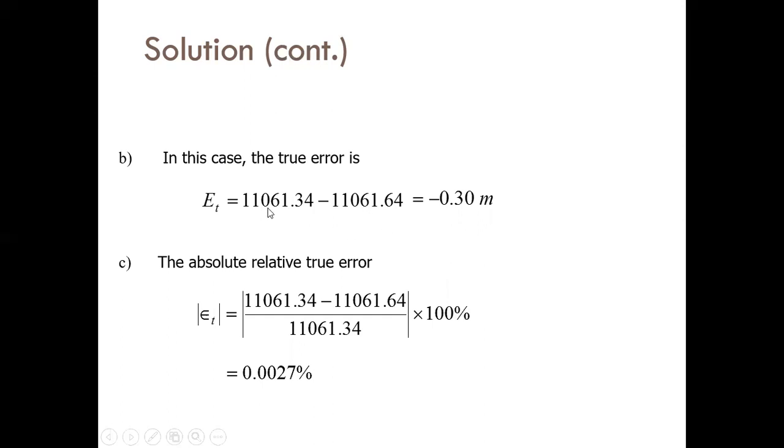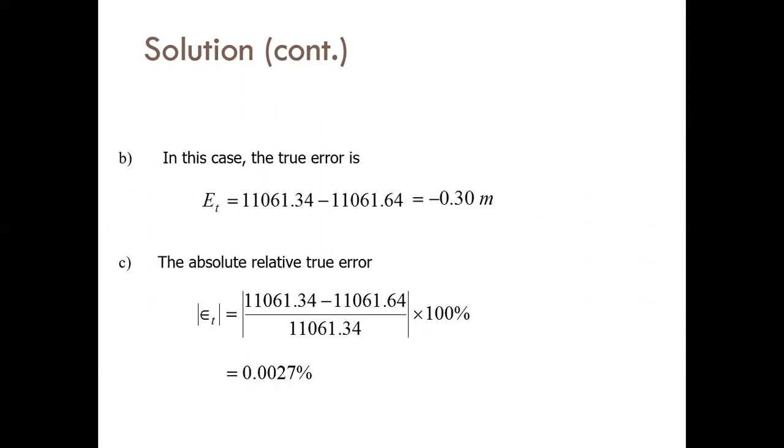That is 11061.34 minus 11061.64, that is minus 0.30 meter. Then the absolute relative error is minus 0.30 divided by 11061 into 100, that is 0.0027%. 0.0027% means it is very negligible. Means as the number of steps increases, the error in the solution will decrease.